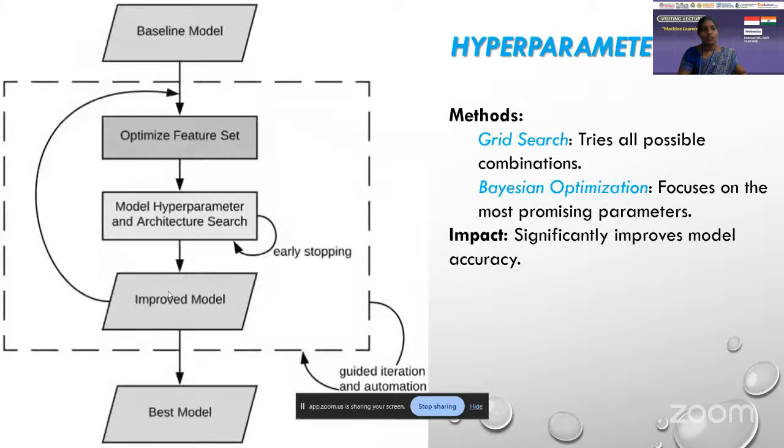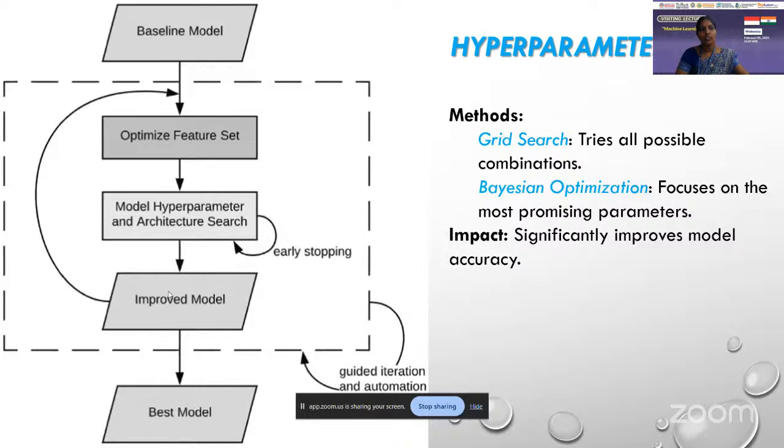Okay. When you come to hyperparameter tuning, here comes the flowchart. The first step is the baseline model, then optimized feature set, then model hyperparameter and architecture search, then improved model, and then the best model. As I said, if the output that we gain is not up to our satisfaction level, we need to tune the parameters in such a way that an optimal solution is derived.